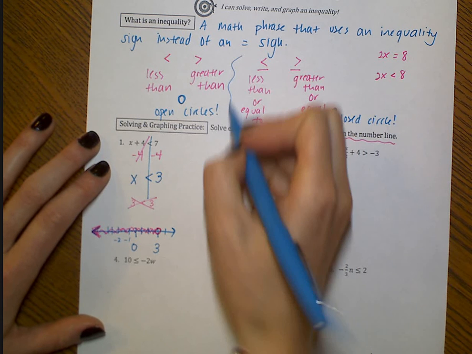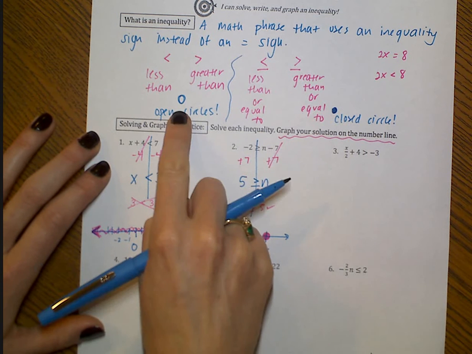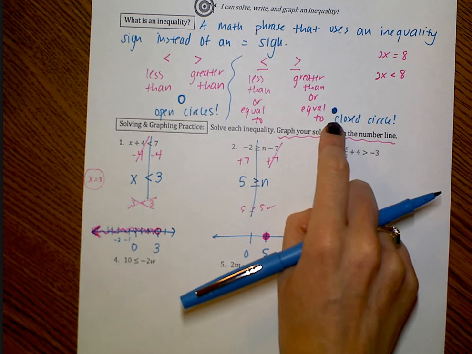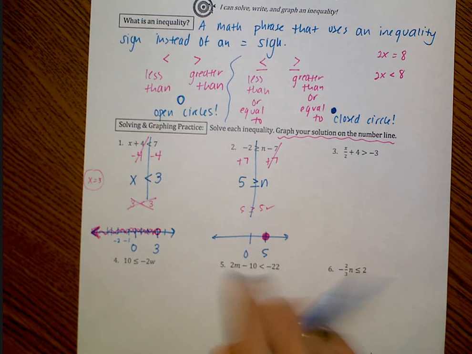Okay, we'll kind of separate them. These two have an open circle. These two have a closed circle. Okay, so make sure you know the difference there. That's going to affect when you graph your solutions on the number line.